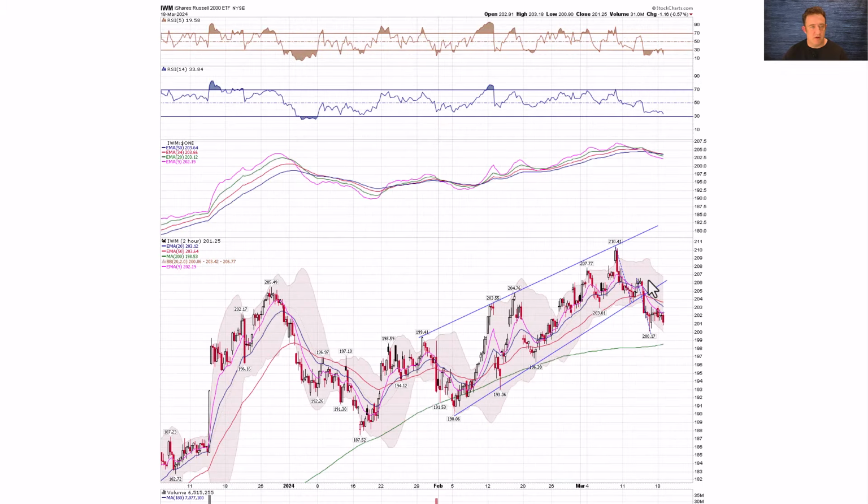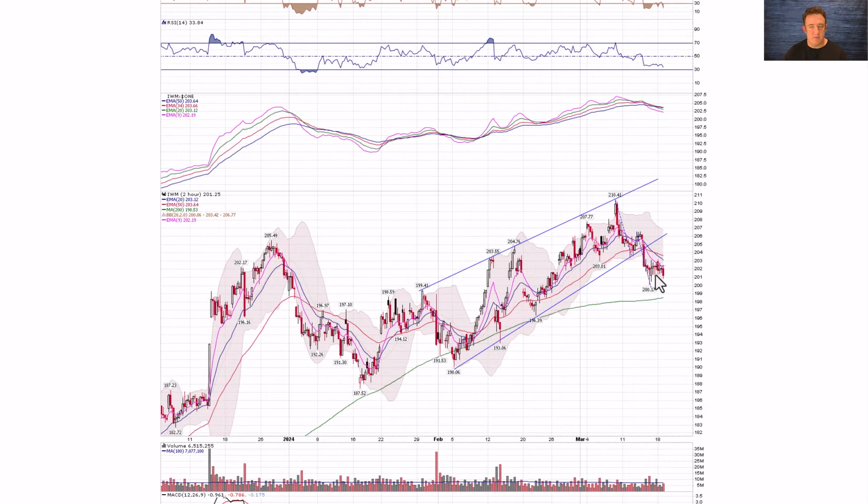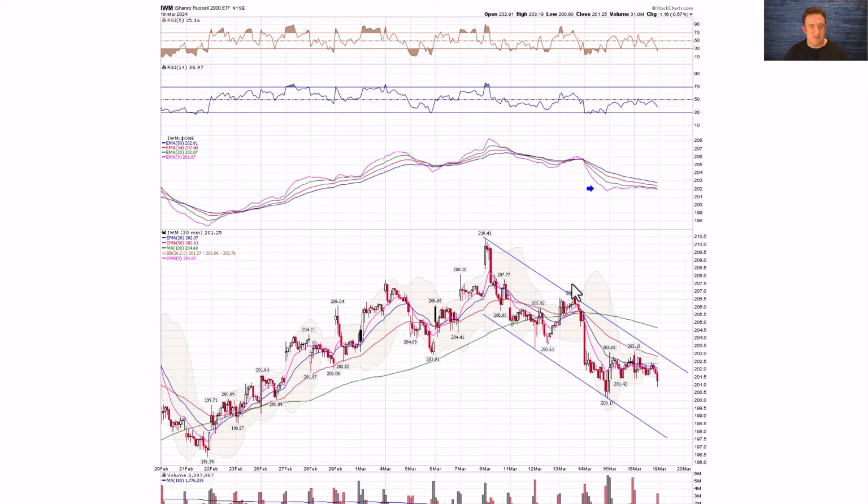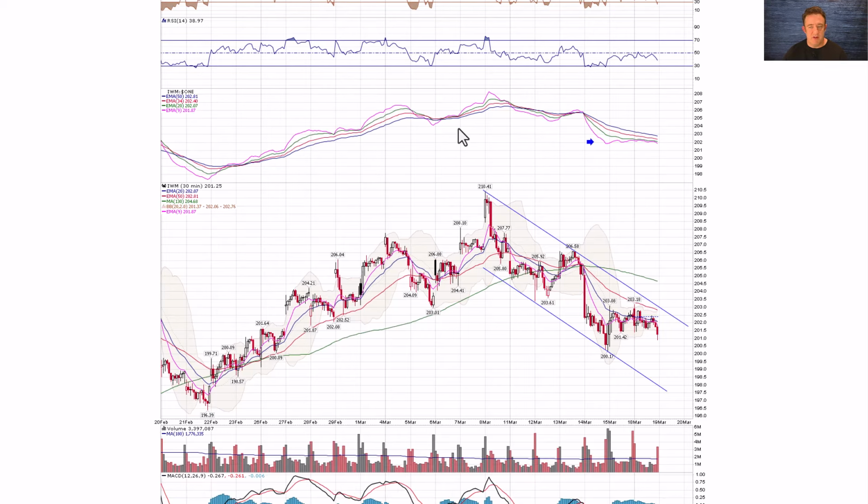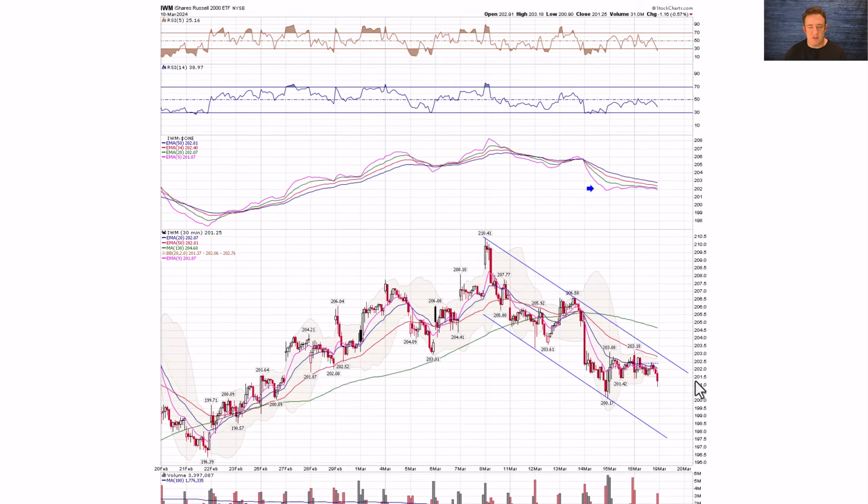Number 34, here's a 2-hour view. We broke that pattern we were showing last week to the downside. And chart 35, here's a 30-minute view. You can see we're net downtrending within this channel. Still looks quite weak. All right, let's move on.